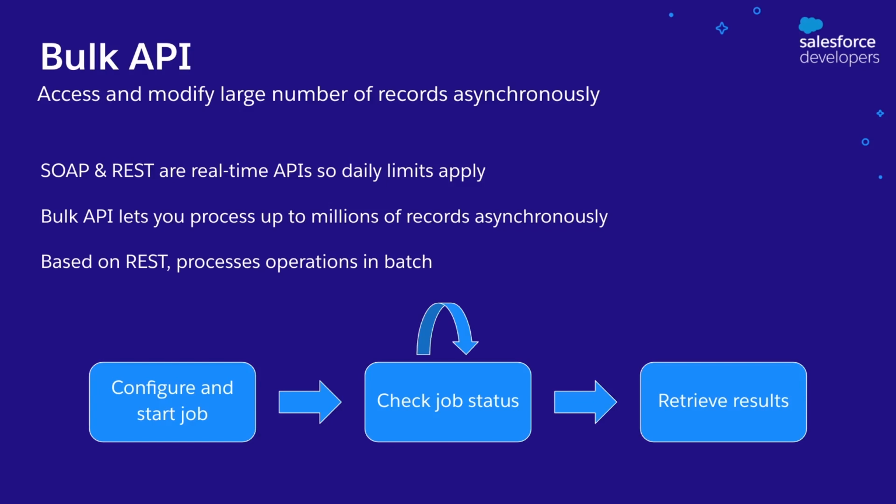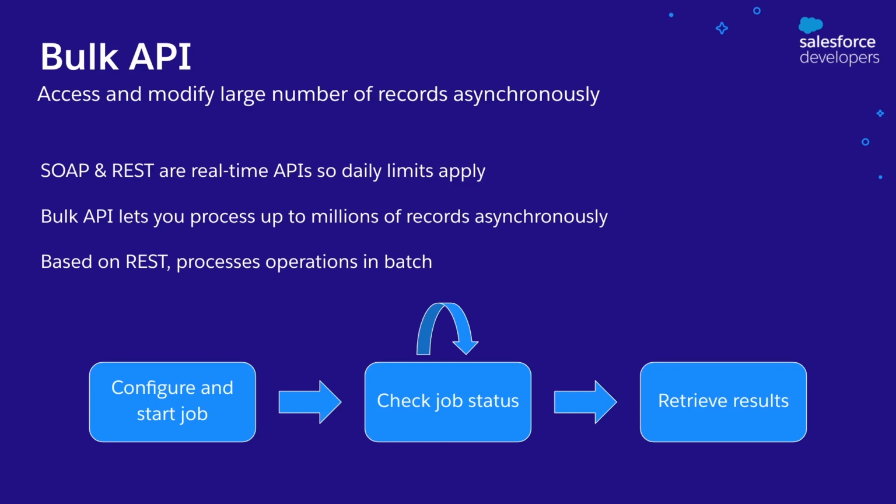Let's now talk about the Bulk API. The Bulk API is meant to perform operations on a large number of records, and when I say a large number of records, I mean millions of records. With the Bulk API, instead of using real-time updates like you would in SOAP or REST and having to deal with daily limits, you move to an asynchronous mode, which lets you update and modify up to millions of records per day. The way this works is by processing data in batches. These batches are managed with some REST APIs.